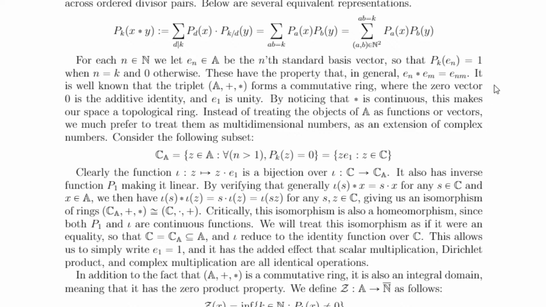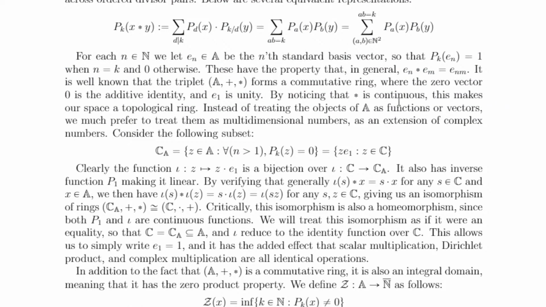Okay, so we have this characterization of these objects, and one of the key properties is that if we pair our set of arithmetic functions, our A space, with pointwise addition and with the Dirichlet product, that forms a commutative ring. And so what that means is, of course, addition forms an abelian group. That means addition is commutative and associative. Also, the Dirichlet product is commutative and associative.